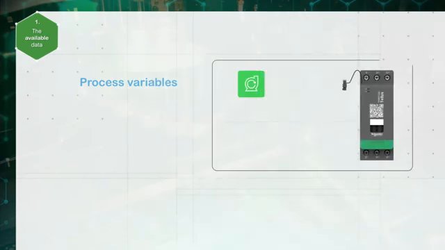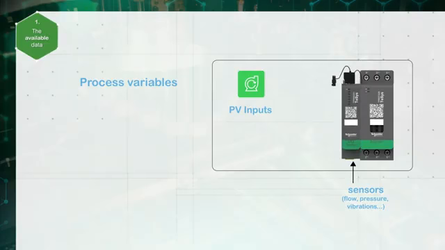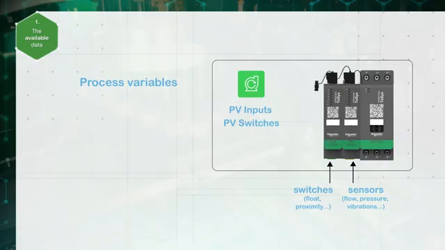To define process variables, let's consider the pump avatar. Process variable inputs receive analog values from sensors such as pressure, flow or vibration meters. They connect to analog I/O modules that are included as part of the avatar. Process variable switches receive signals from switches such as float or proximity switches. They connect to digital I/O modules included as part of the avatar.